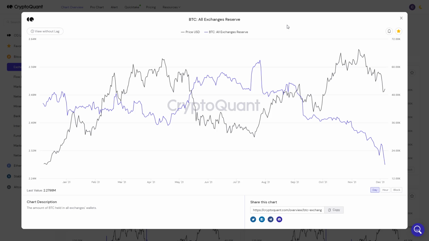Now getting into some on-chain analysis for Bitcoin, this is the Bitcoin All Exchanges Reserve. So basically this black line just here is the Bitcoin price on the daily time frame, but the purple line just here shows us the total amount of Bitcoin sitting on exchanges. And you'll notice here, especially recently, the Bitcoin balance on exchanges is absolutely crashing to the downside.